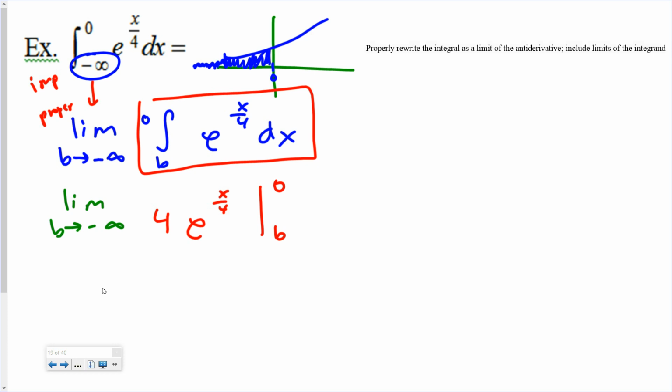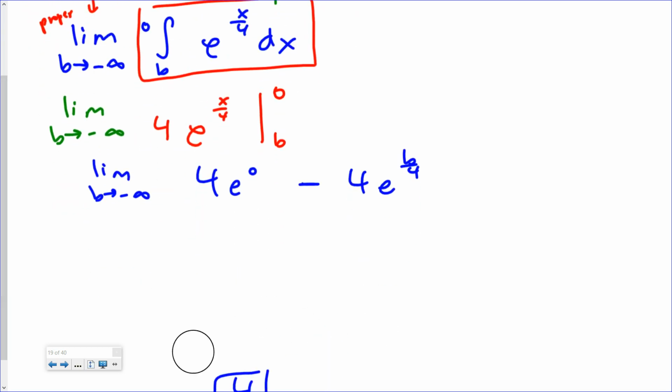Yeah, plug in the wind bar. Plug in the 0, plug in the b, slap a minus sign in between. So go ahead and do it. Plug in the 0, plug in the b, and slap a minus sign in between. Anywhere you can simplify, it would probably help you for the limit. But if you don't want to simplify, you can do it at the end.